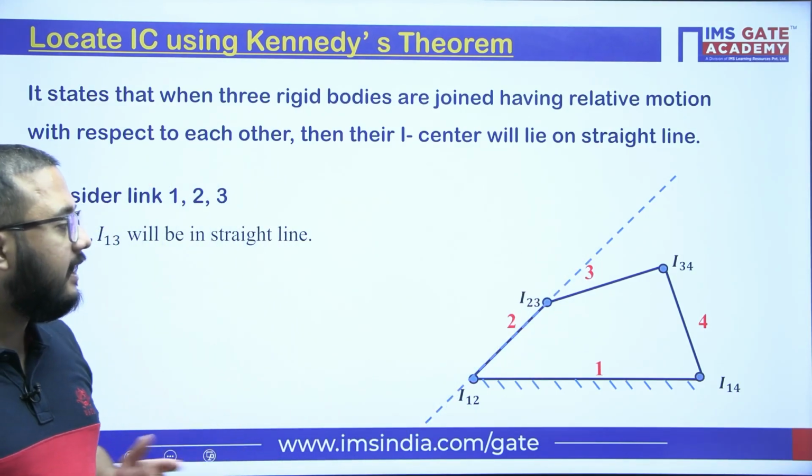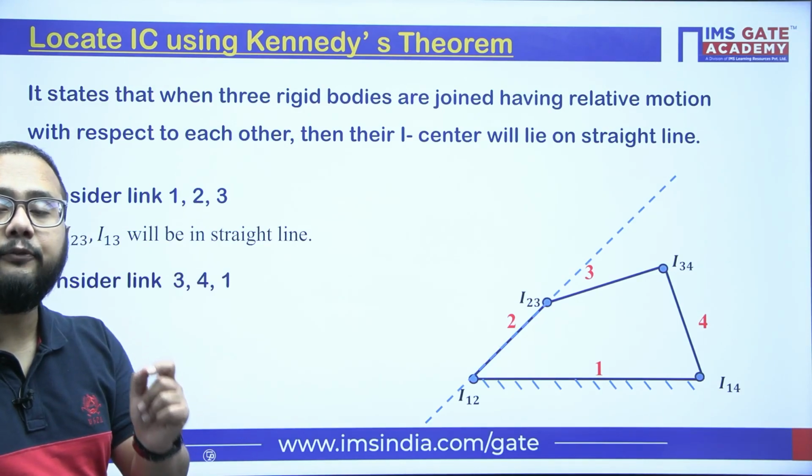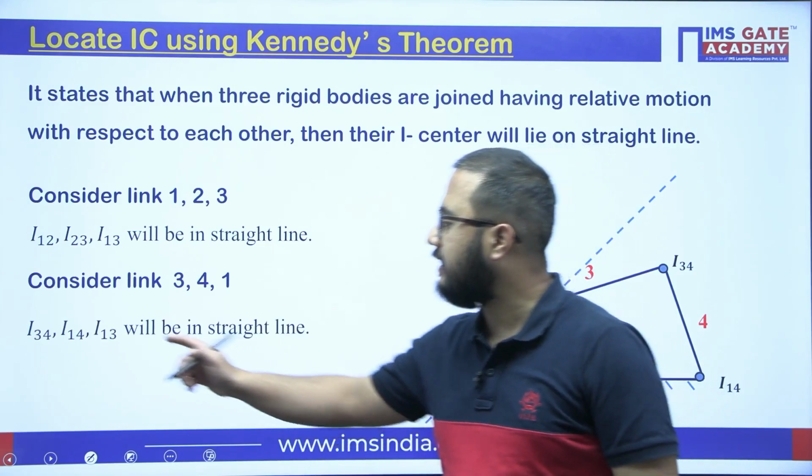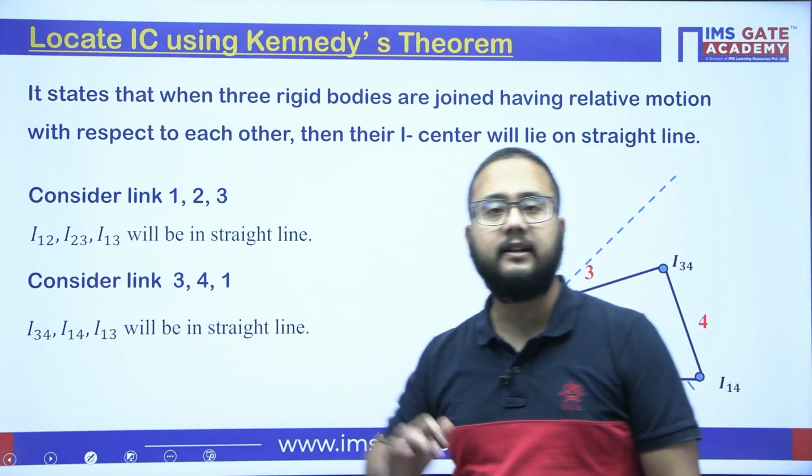Now, another set of links I will consider, links 3, 4 and 1. The eye centers I34, I14 and I13 will be in a straight line.